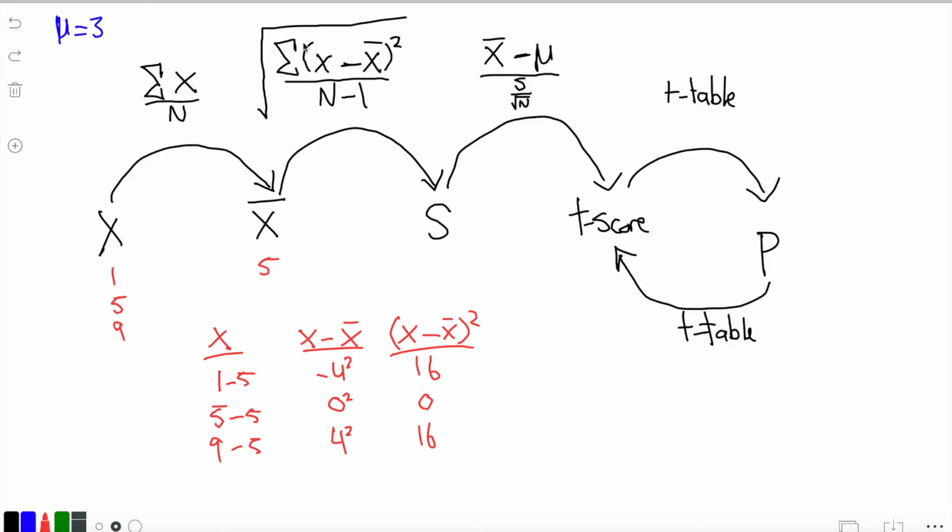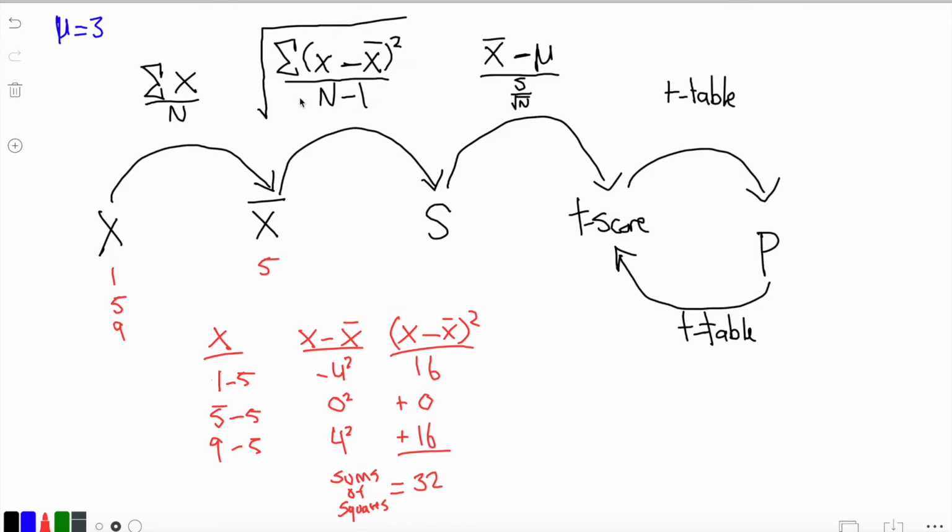So the next thing we're going to do is sum them all together. So we're going to take our 16, plus 0, plus 16 again. That's going to give us 32. Now we call this the sums of squares. Okay, so now what we've calculated is this top part. And this is the sums of squares, and that's equal to 32.